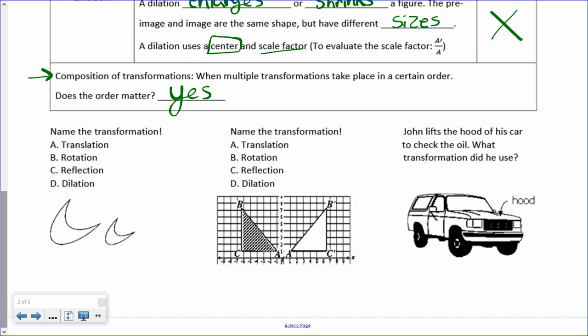Before we get there, let's take a look at these examples right here. What transformation have I done? Dilation. This is a dilation. You're going to see how it changed size. So that's your dilation. What about this one?